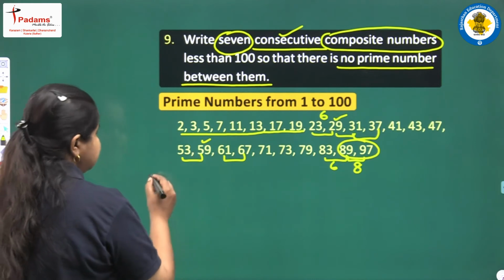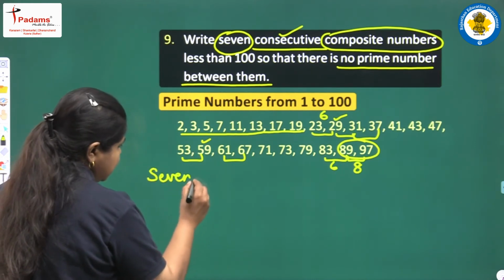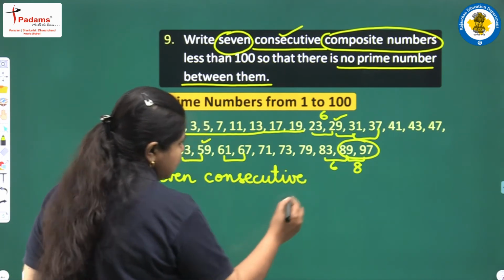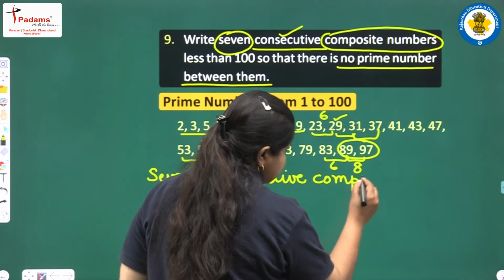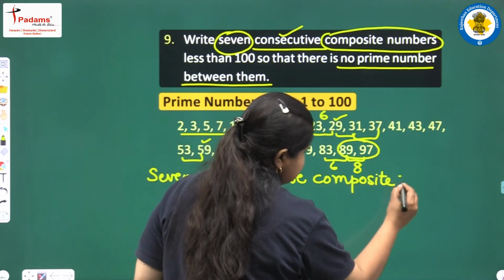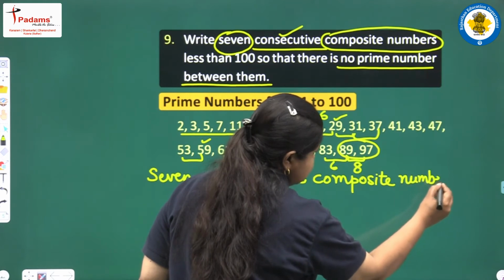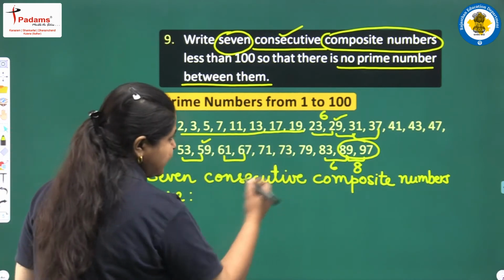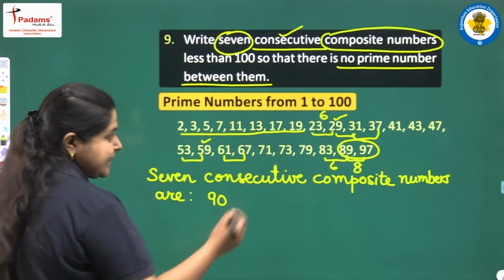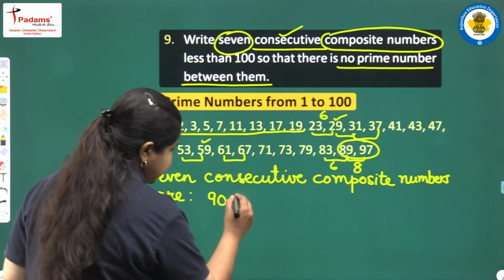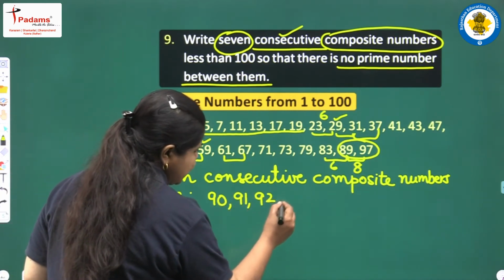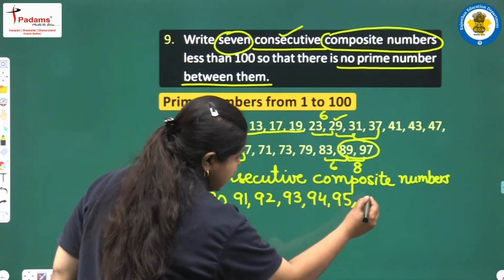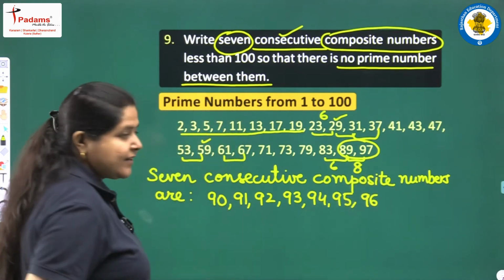So we can write, 7 consecutive composite numbers are: we will start from 90 because 89 is a prime number. Then we have 90, 91, 92, 93, 94, 95, 96. Then 97 itself is a prime number.